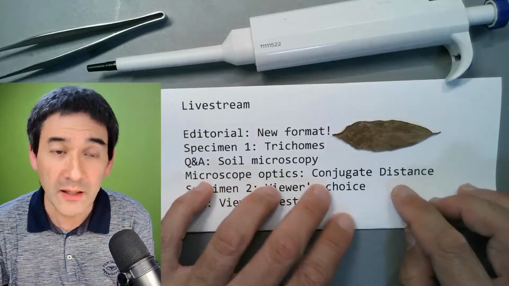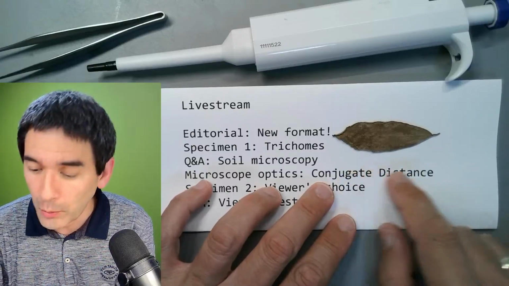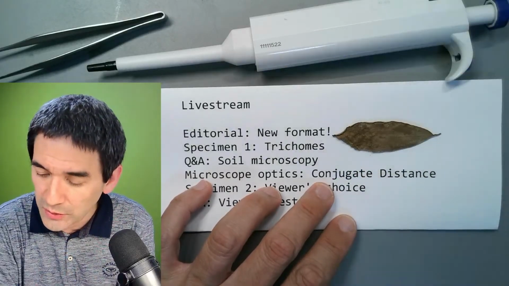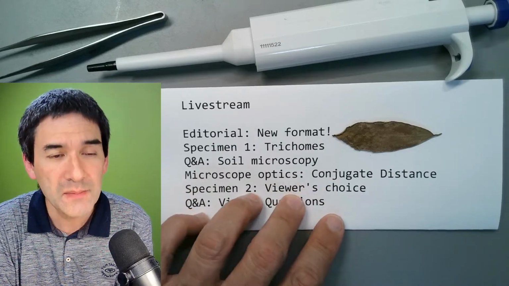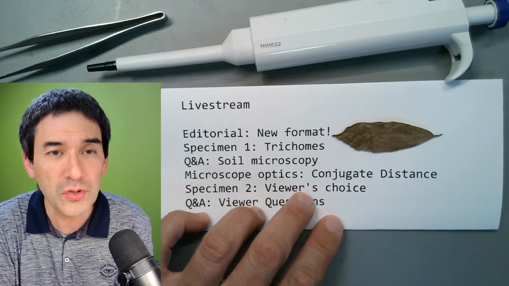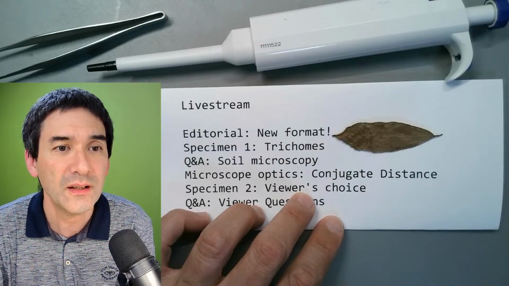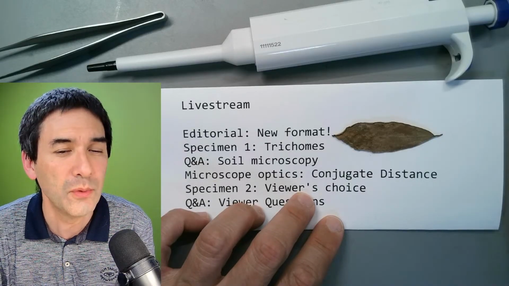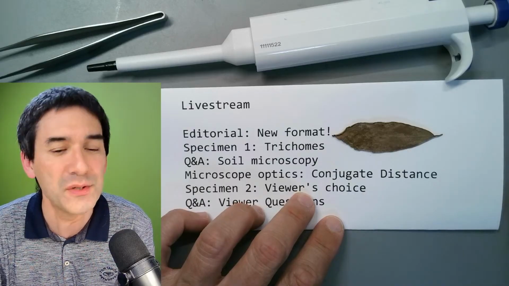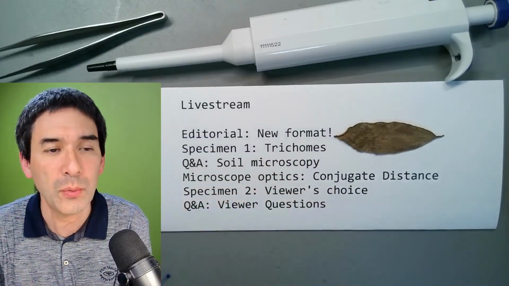Then I thought about trying out a little bit on microscope optics as well, because I do want to show you 2 different types of objectives that I have here. And then specimen 2 would be the viewer's choice, the one that you voted on, where essentially it's either the vegan meat or the mashed fruit, and currently we've got 65 to 35%. And then at the end again, I would like to do some Q&A.